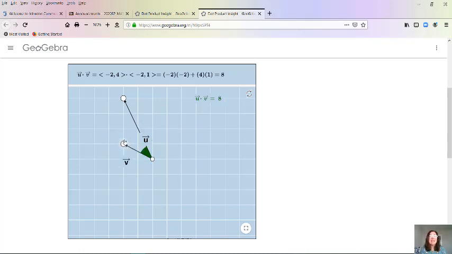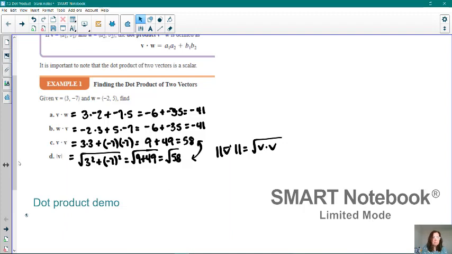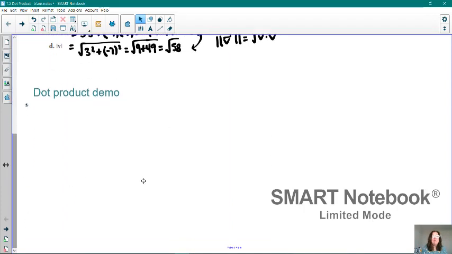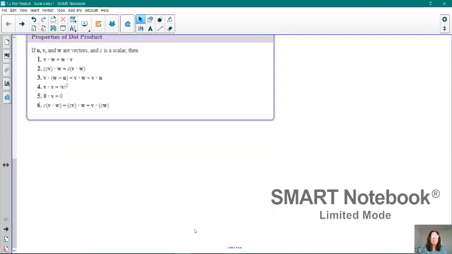Something else I would like you to consider, I accidentally happened upon it there, this right angle. Notice when there's a right angle between the two vectors, the dot product is 0. We will explore this much more in a later video, but I just thought it would be neat to take a look at that.